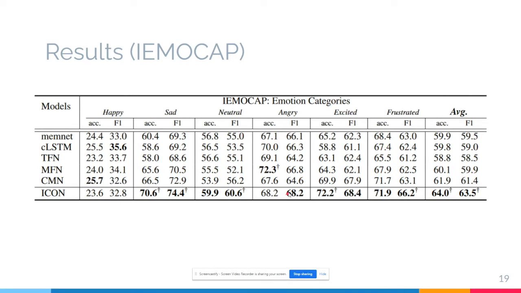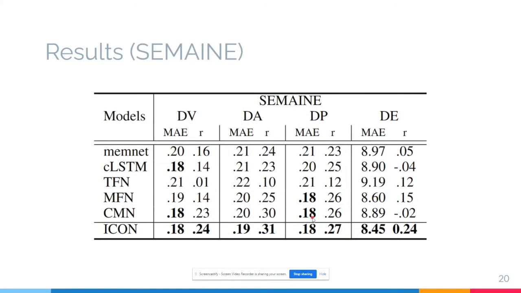For the angry emotion, it's outperforming in the F-score, but there are some models outperforming in accuracy. And for the happy emotion, it's doing okay, but again, there are models outperforming in both metrics. Looking at the average score, we can see that the icon model is outperforming as a whole in both accuracy and F1 score. So these are pretty impressive results.